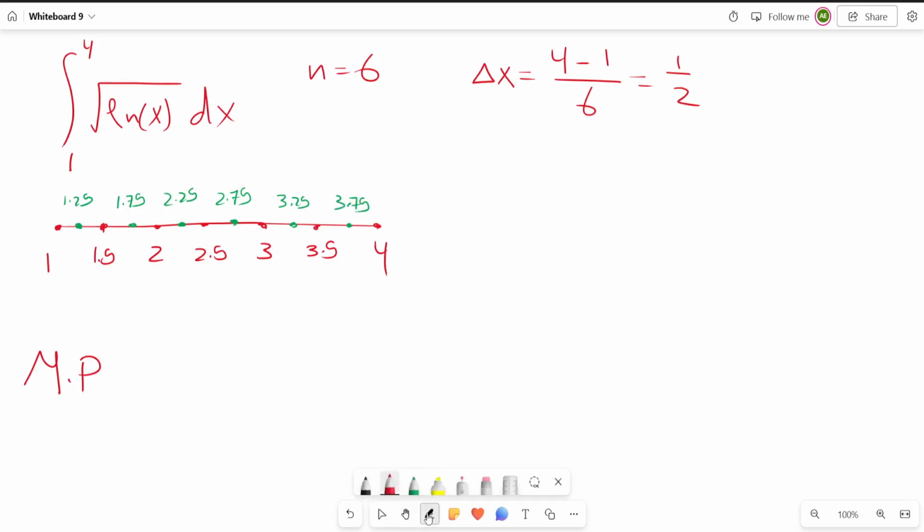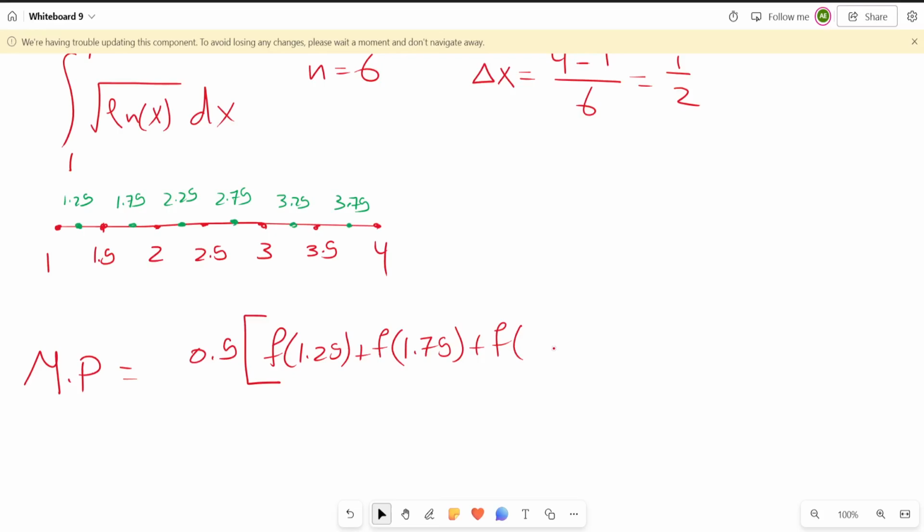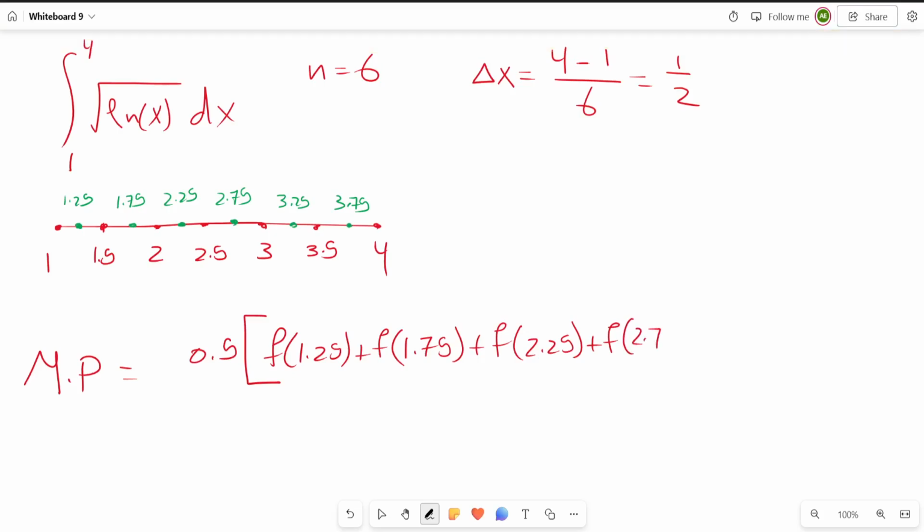So our midpoint rule tells me that it is delta x, which is half, or 0.5, multiply f of x1, the first x, which is evaluated at 1.25, so f of 1.25 plus f of 1.75 plus f of 2.25 plus f of 2.75 plus f of 3.25 plus f of 3.75.